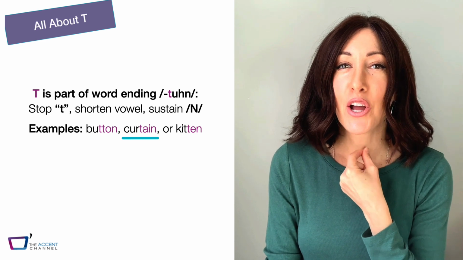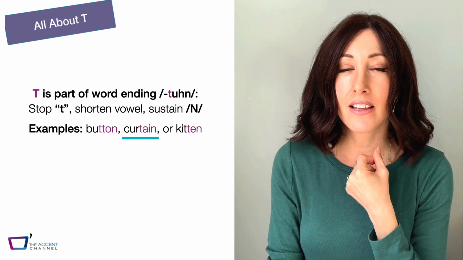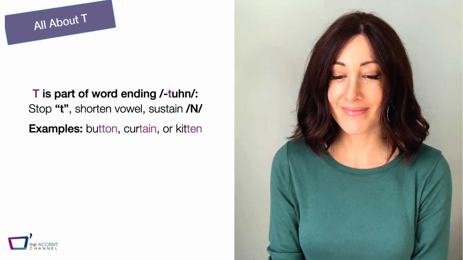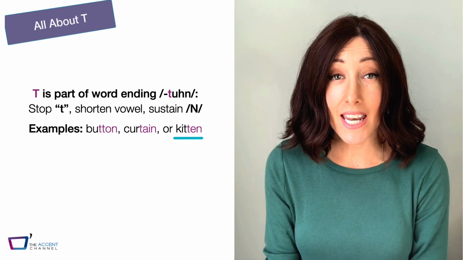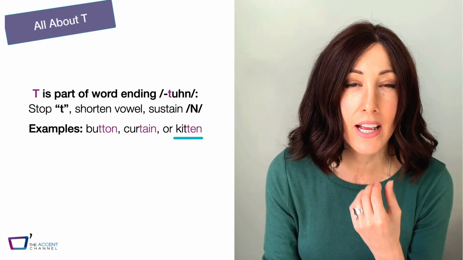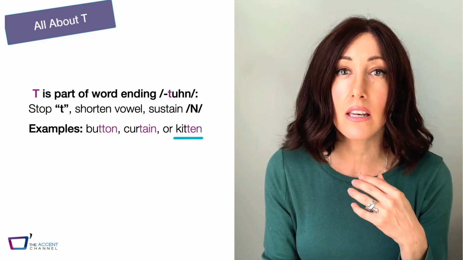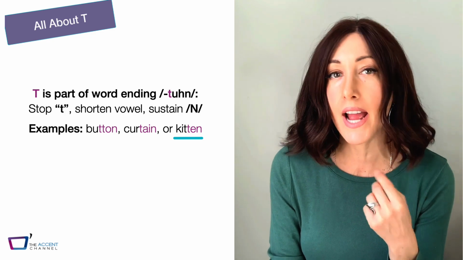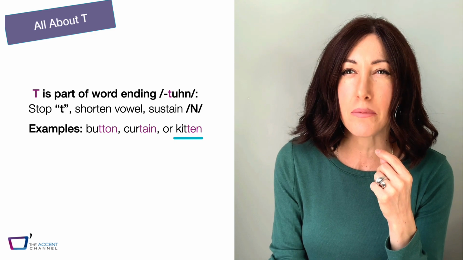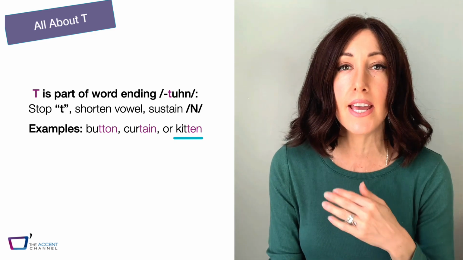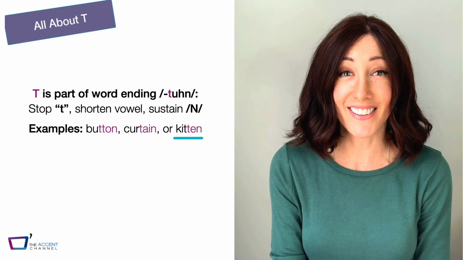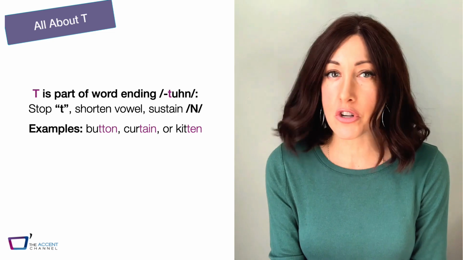Curtain. Curtain. Curtain. Kitten. Notice I'm not saying kitten with a full vowel. I'm not doing a lot of vowel there. Kitten. I'm doing tons of N. And for N, your tongue is on the, again, it's on the alveolar ridge, a little further back. And there's some air going through your nose. Kitten. What you don't want to do here, you don't want to turn these into D.